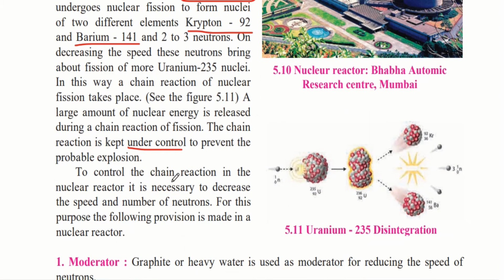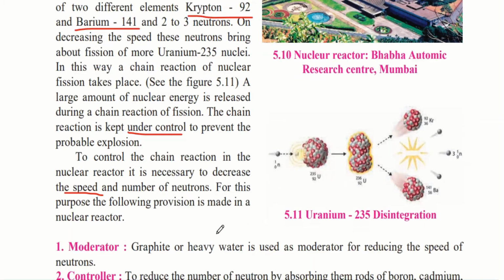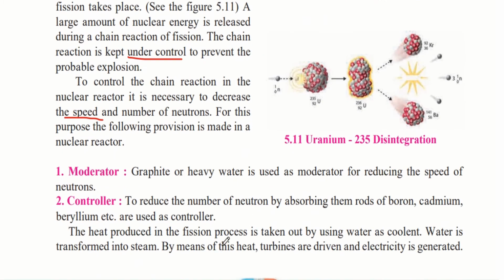To control the chain reaction in the nuclear reactor, it is necessary to decrease the speed and the number of neutrons. So at a time, only a certain amount of neutrons are able to bombard the uranium, and the speed is very importantly controlled. For this purpose, the following provision is made in a nuclear reactor. So we will study about the provision.